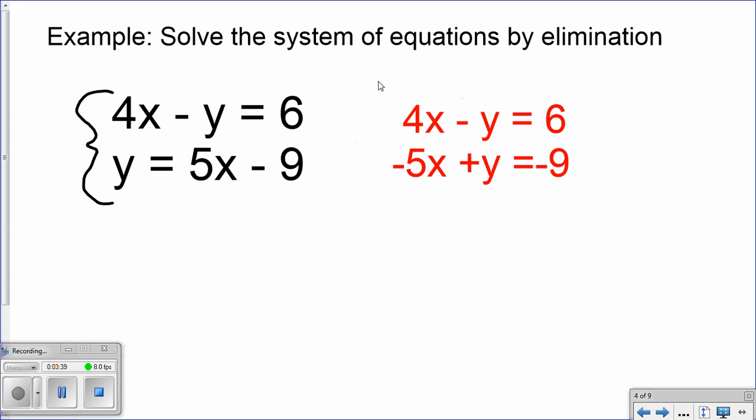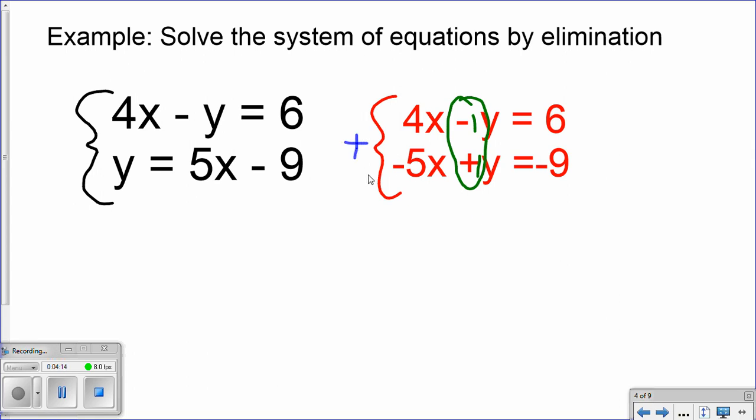So it's great. The next thing I want to do is multiply one or both so I get opposite coefficients. Now, luckily, I don't actually have to do this because one of these variables already has opposite coefficients. So this one has 4 and negative 5, different signs, which is good, but not the same number. Now, the y's do have the same number, and they have opposite signs. So these are actually opposite coefficients, meaning that when I add them together, the y's will cancel each other out.